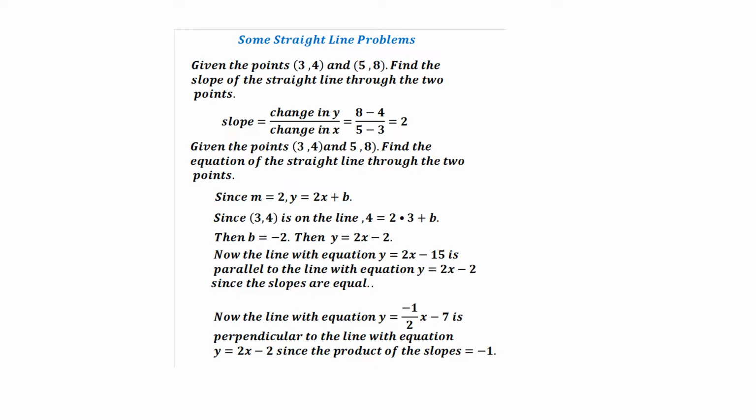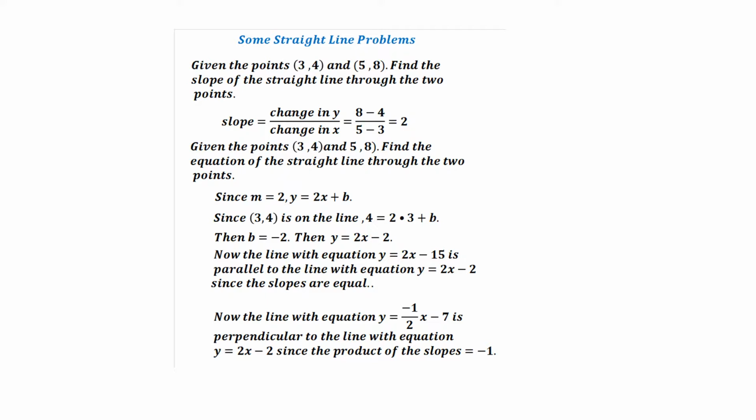Now, given the 2 points, find the equation of a straight line through the 2 points. Well, m equals 2, and we know y is equal to 2x plus b. You can use the point 3, 4, you can use the point 5, 8, but this says with 3, 4, when x is 3, y is 4. So 4 equals 2 times the x value 3 plus b. And so that's 4 is equal to 6 plus b. Move the 6 to the other side, and b is equal to negative 2. Then our equation is y is equal to 2x minus 2.